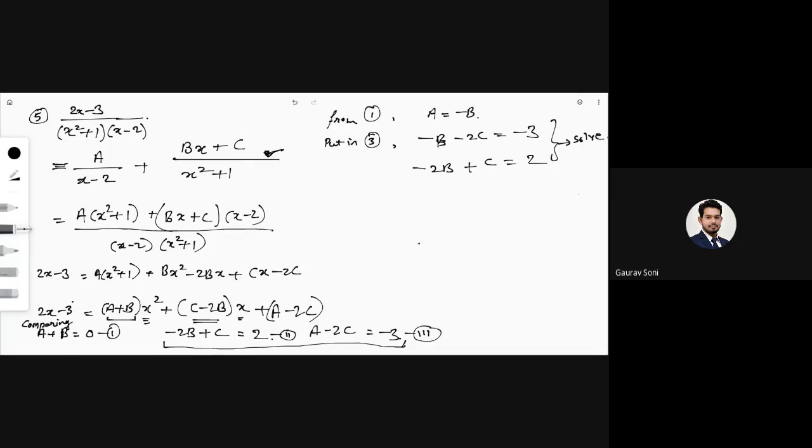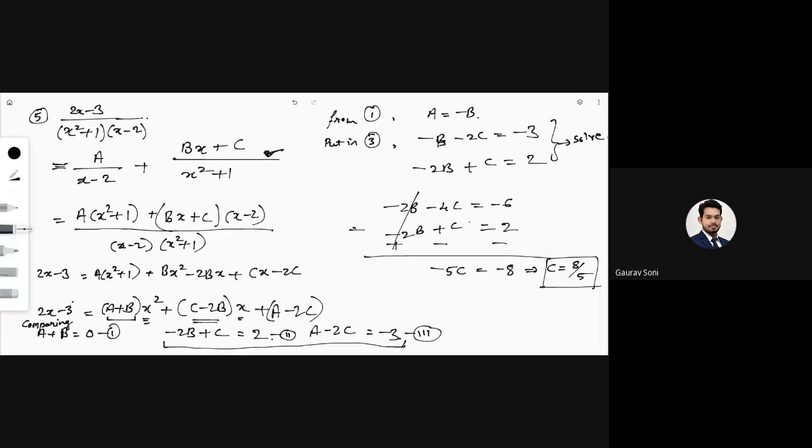How do we solve these two equations? Multiply 2 to the first one. So minus 2b minus 4c is equal to minus 6. Minus 2b plus c is equal to 2. I will have to subtract, so this will become plus minus minus. This 2b will get cancelled out. Minus 5c is equal to minus 6 minus 2, minus 8. So c is equal to 8 by 5.